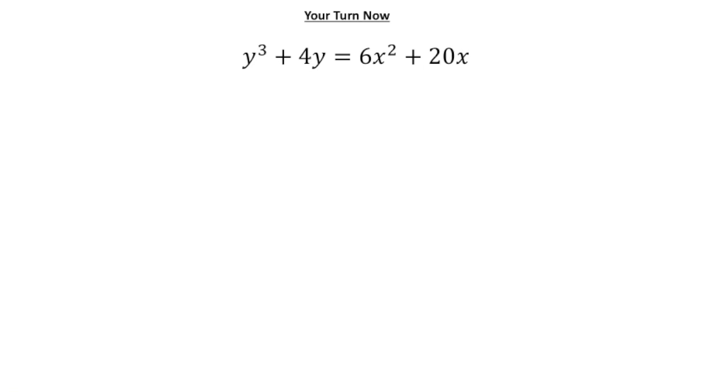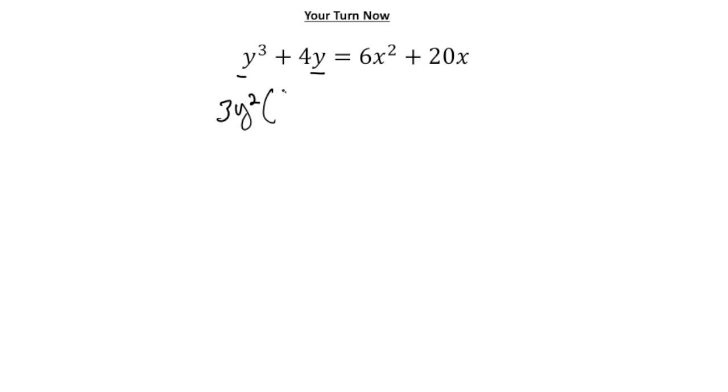All right, here's the third and final problem. You had y cubed plus 4y equals 6x squared plus 20x. All right, so again, we have a y here and a y here. So we're going to have to write that dy over dx twice. Okay, so the derivative of y cubed is going to be 3y squared.